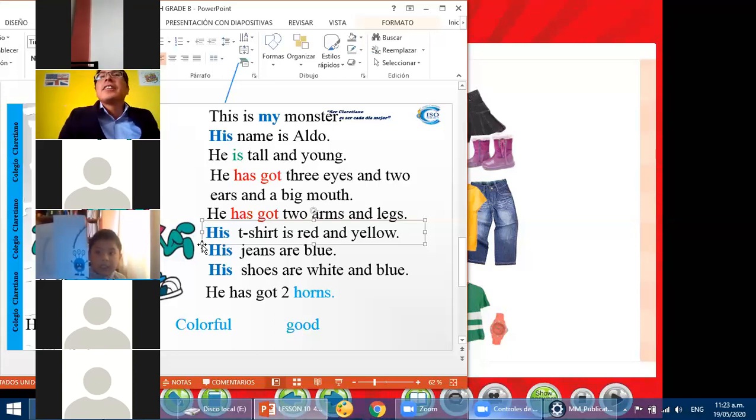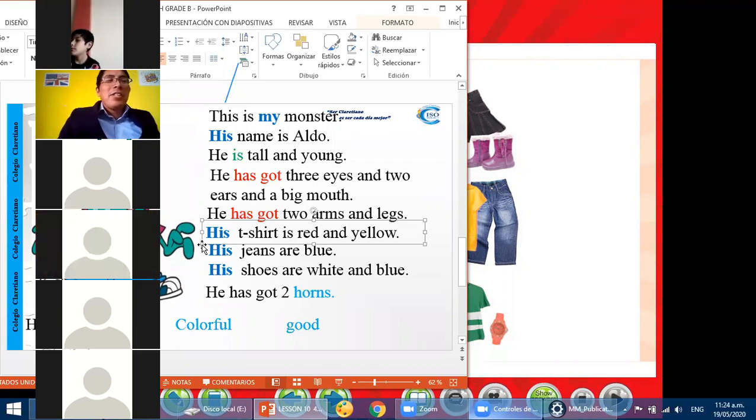This is my monster. His name is Paquito the Killer. He is tall and happy. He has got three eyes, two teeth, and a big mouth. He has got two arms and two legs. He hasn't got any clothes. But he is very smart. Okay, very good, Leonardo. Thank you, was good.